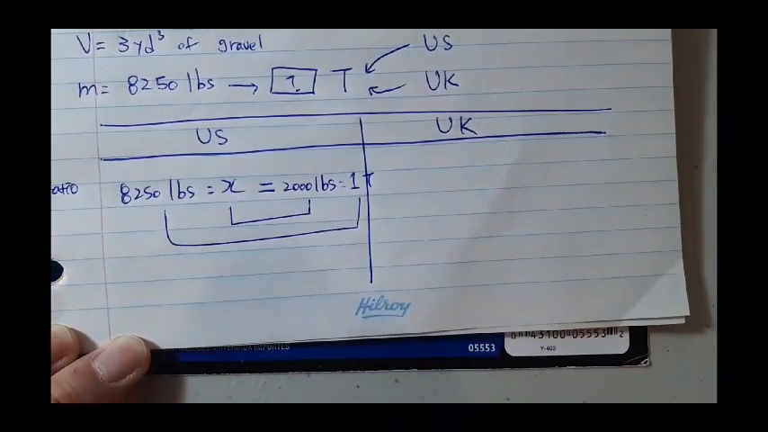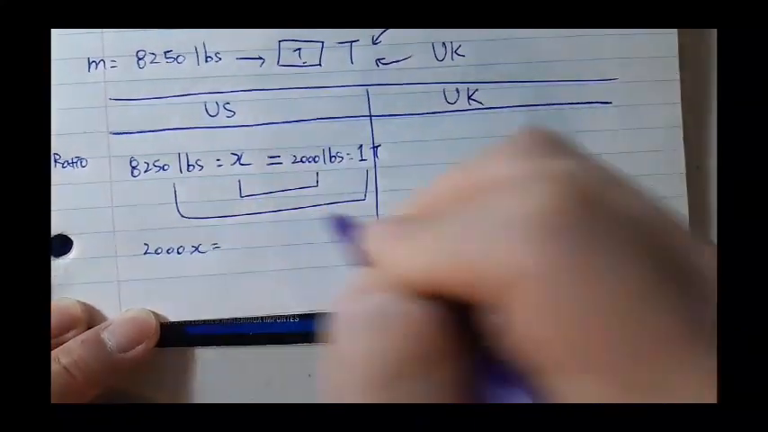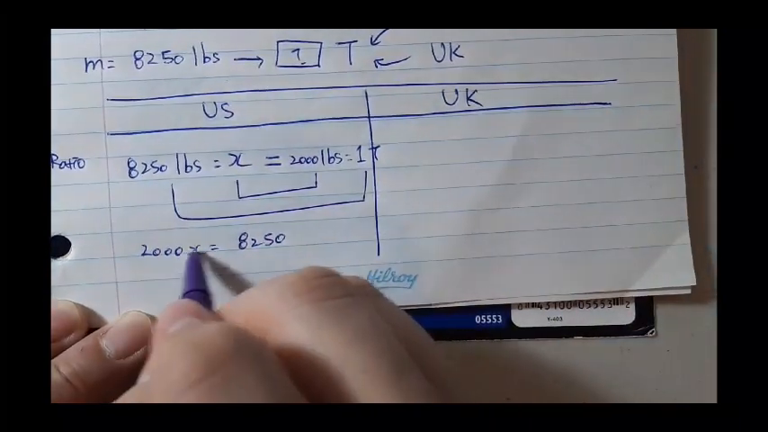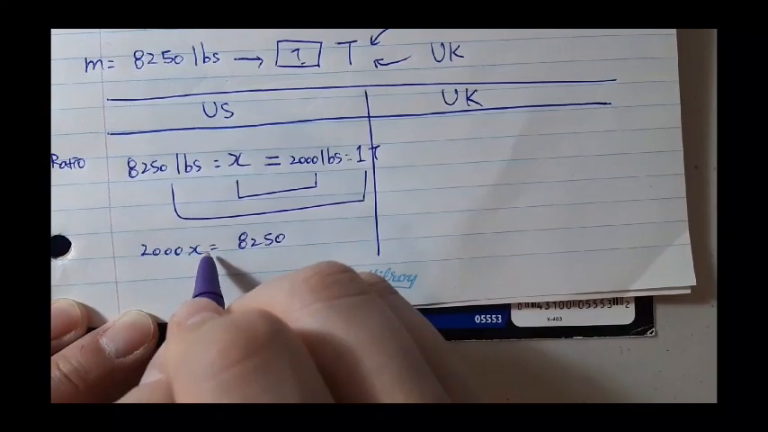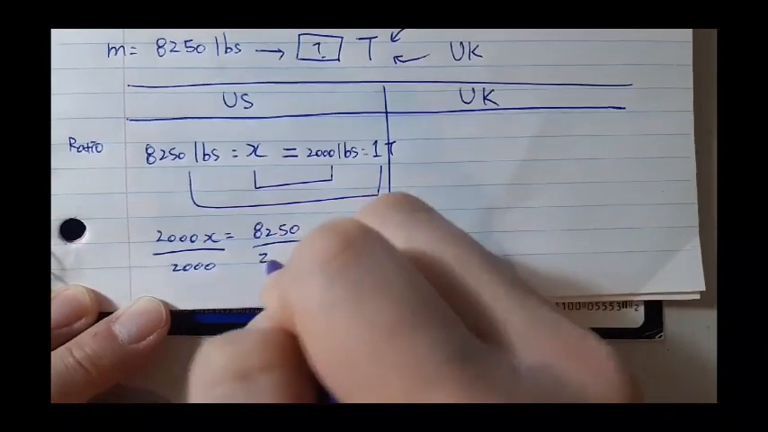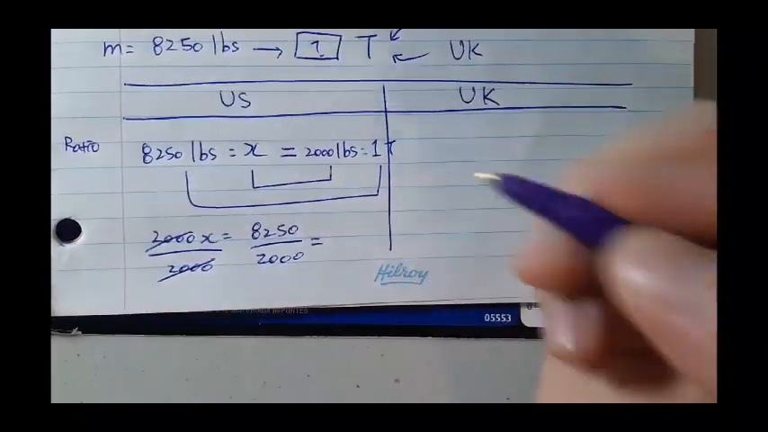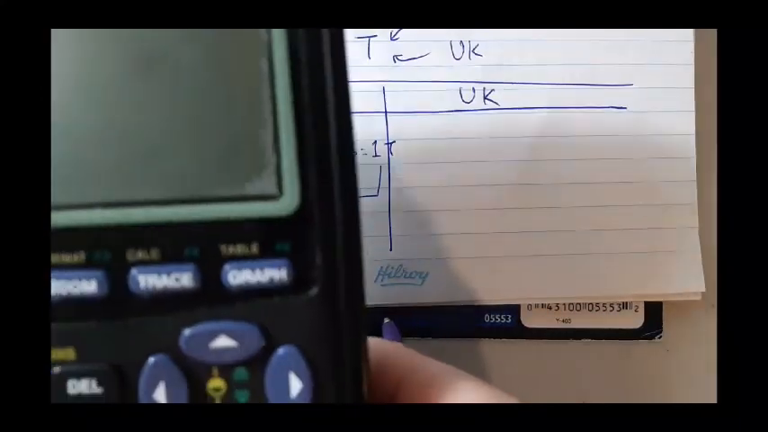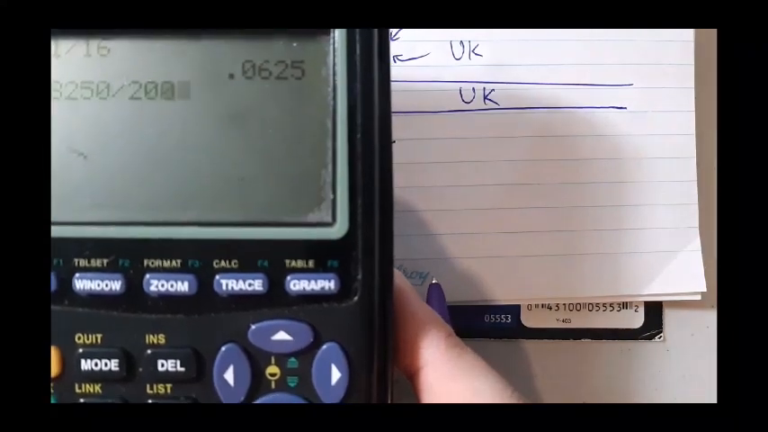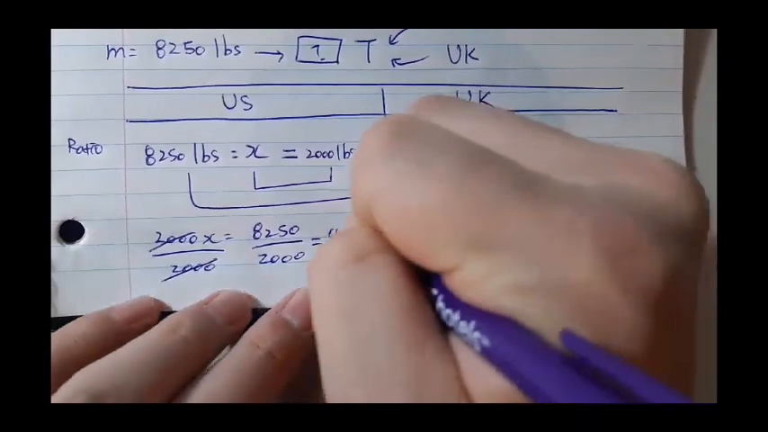Whatever I multiply inside should be equal to the outside, so 2,000x is equal to 8,250. Let's do the opposite operation. 2,000 and x are multiplying each other. The opposite of multiplication is division, and 2,000 comes out. 8,250 over 2,000 gives me 4.125.